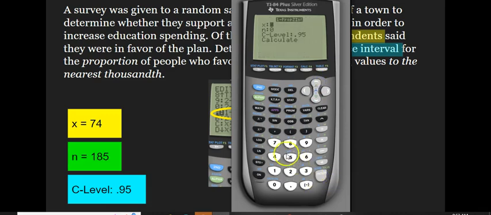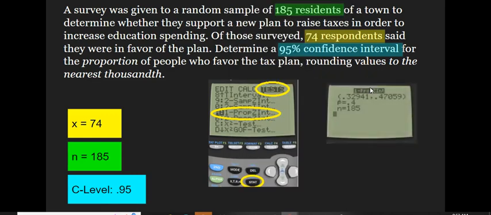Alright, so I have 74 respondents out of 185 total with a 0.95 confidence level. So my confidence interval is 0.329, 0.471.